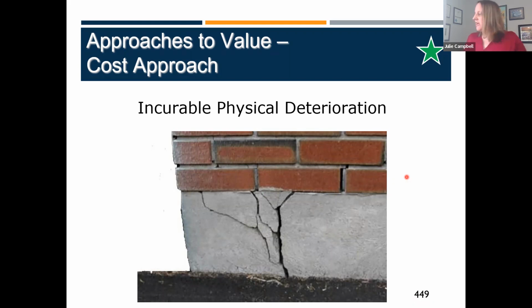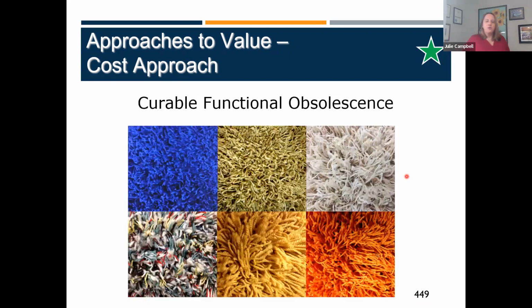Another type of deterioration or depreciation we have is functional obsolescence. Functional obsolescence is just outdated. Again, we have curable and incurable. Curable is economically feasible to fix it. Economically feasible to replace it.